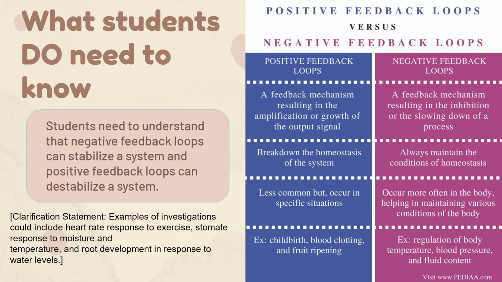So students need to understand that negative feedback loops can stabilize the system, right? Kind of going back to that air conditioning unit, keeping that temperature where it needs to be. And positive feedback loops can destabilize, right? So you're moving away from homeostasis. There's a really good video that the Amoeba Sisters have out that compares positive and negative feedback loops. So definitely something worth looking into to either show yourself or show the students. But it gives a really good breakdown of the two feedback loops.